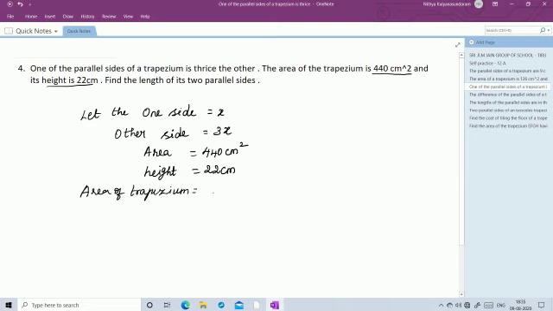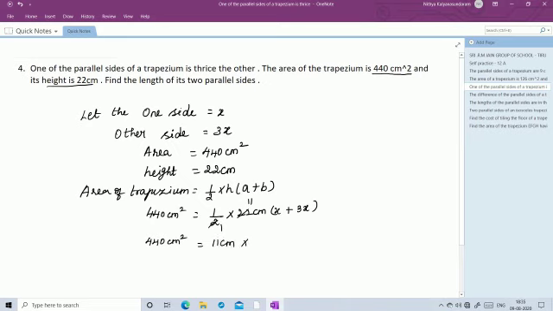So we know the formula: area of trapezium is equal to half into h into (a plus b). Area is 440 centimeter square, equal to half into height, which is 22 centimeter, then the parallel sides x plus 3x. So 2 table we can cancel, 11 ones are 11. 440 centimeter square is equal to 11 centimeter into x plus 3x, which is 4x.